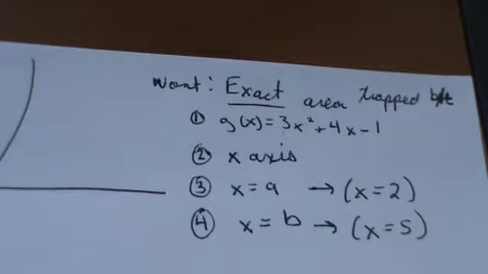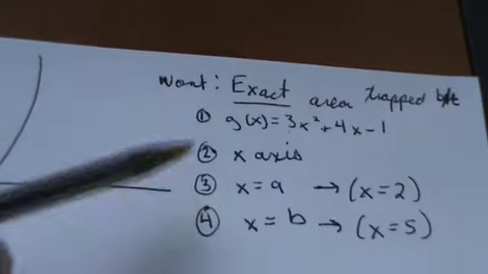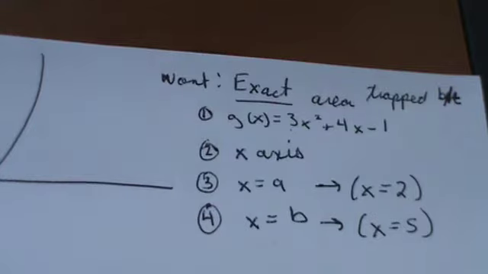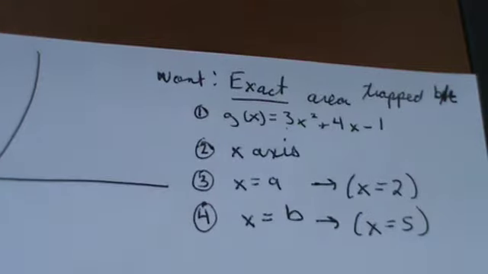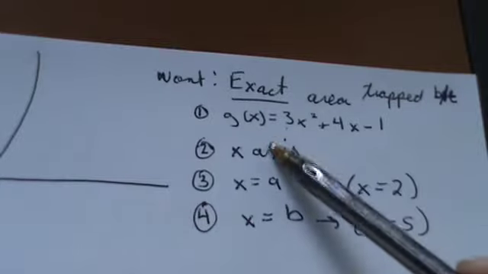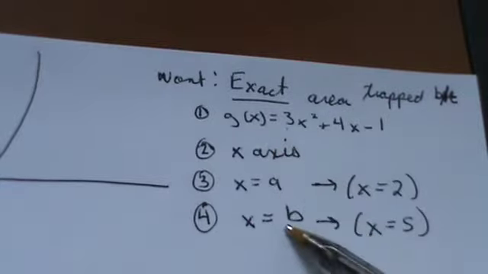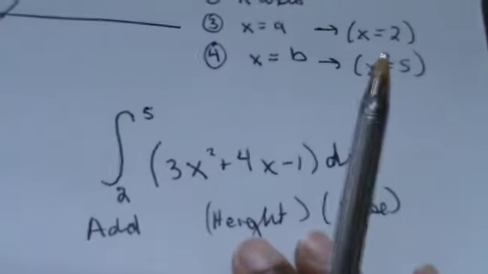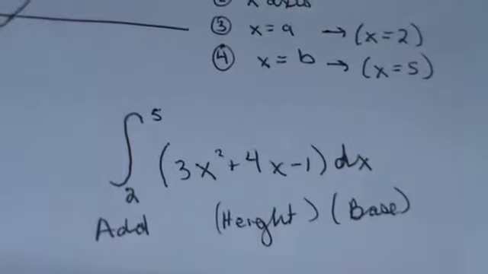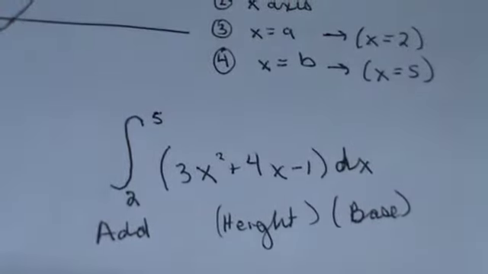So let me show you the antiderivative that matches this set of criteria. Okay, please commit the criteria to memory. Your function, the x-axis, x equals a, and x equals b. All right, so here is your antiderivative. So I'm just going to go in my calculator and sketch that out.